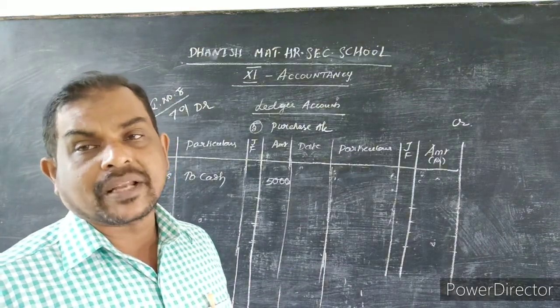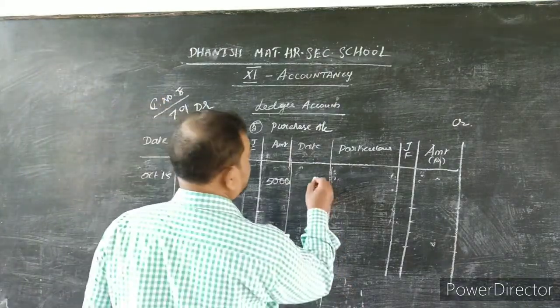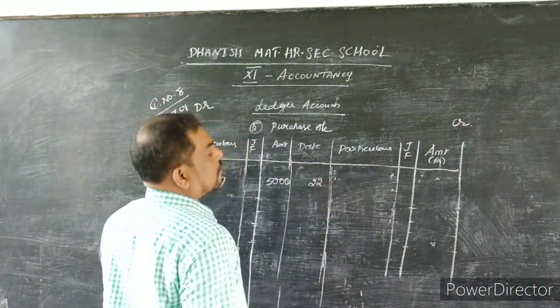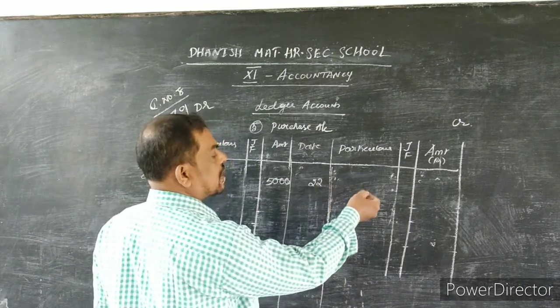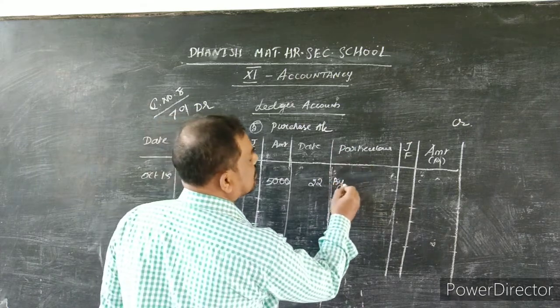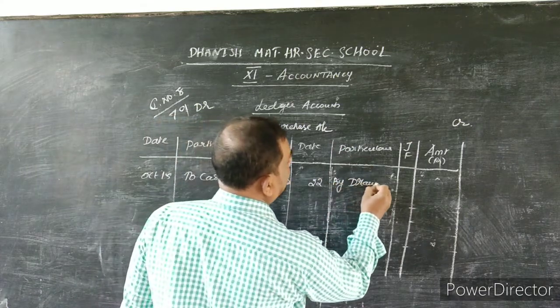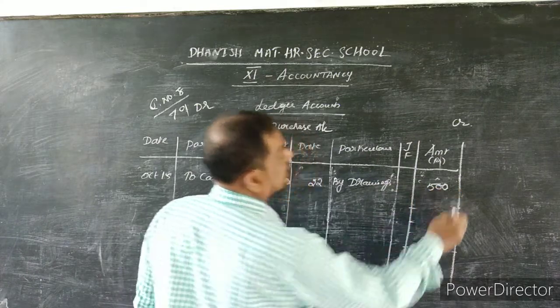Drawings account debit to purchase account. Now purchase is on the credit side, so the other side should come on the debit side. What is the date? 22. Purchase account: drawings account debit to purchase account. So the purchase account is on the credit side, and the other side should come on the debit side. But the debit entry is what? Drawings. By drawings, rupees 500.